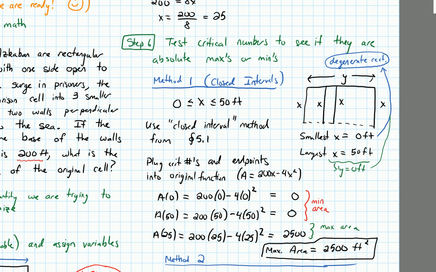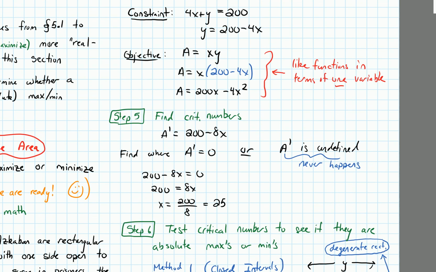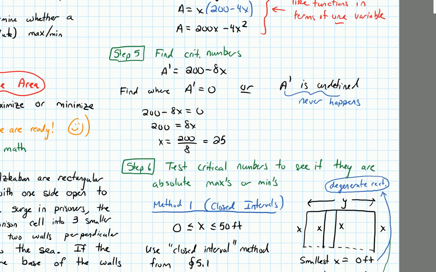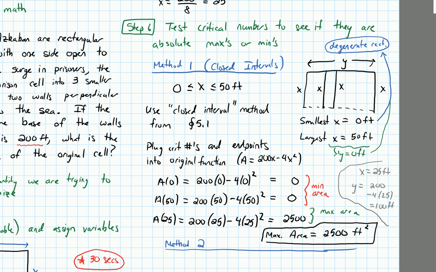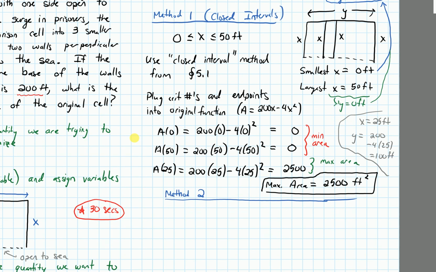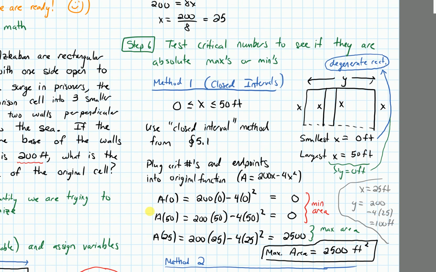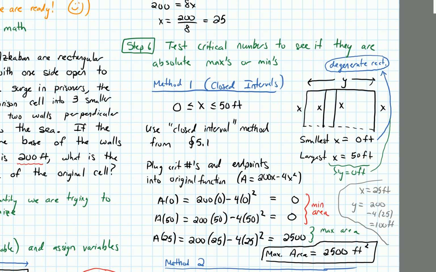Okay, so although the question didn't ask for it, if it wanted the dimensions, I'll just put this in a little bubble. If it wanted the dimensions, we know that x equals 25 feet. And if we needed to figure out what y is, we could plug into the equation that we had. We had our constraint equation, y equals 200 minus 4x. We'd get y equals 200 minus 4 times 25, which would end up being 100. So those would be the dimensions. X is 25 feet, y is 100 feet, and as a check, if we multiply those, we do get 2500, which is what we got for our area. Okay, so that is one way that we could test that our critical number was actually what we needed it to be. We needed it to be a max here.